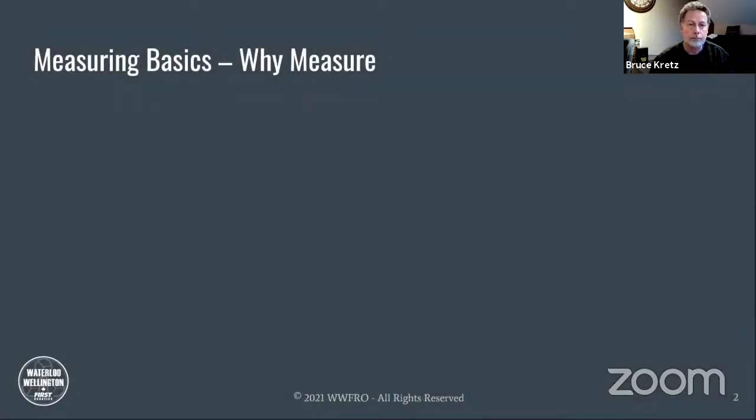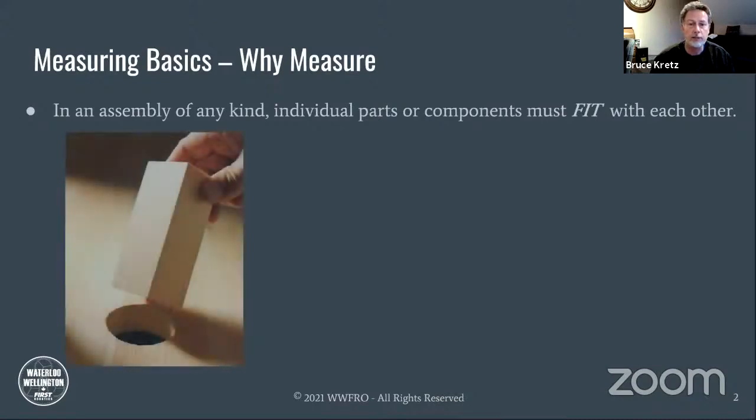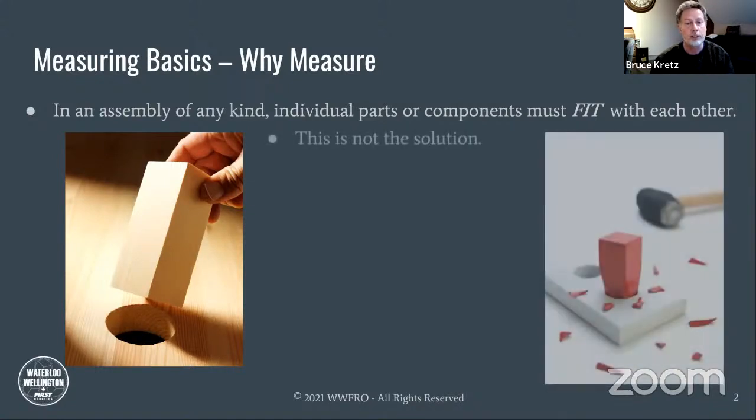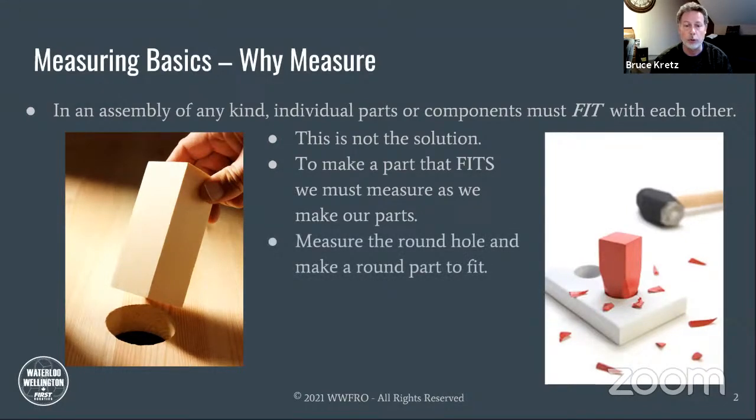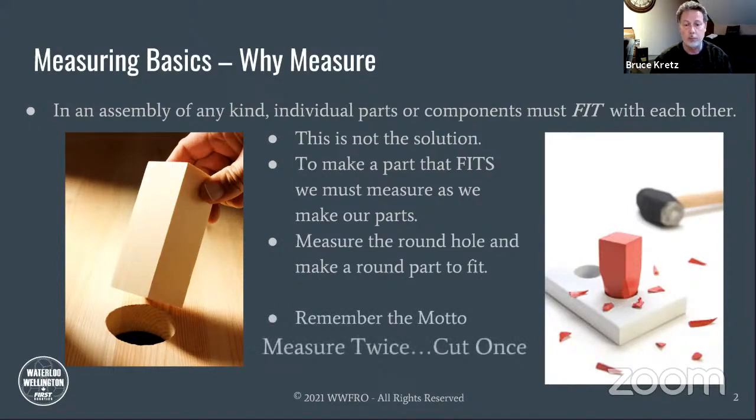So why measure? In an assembly of any kind, individual parts or components must fit with each other. We have a problem in this picture. These will not fit, and this is not the solution. To make a part that fits, we must measure as we make our parts. Measure the round hole and make a part to fit. And remember the motto, measure twice, cut once. The old story of "I've cut that piece of wood 3 times and it's still too short" happens more often than you think. Measure twice, cut once.